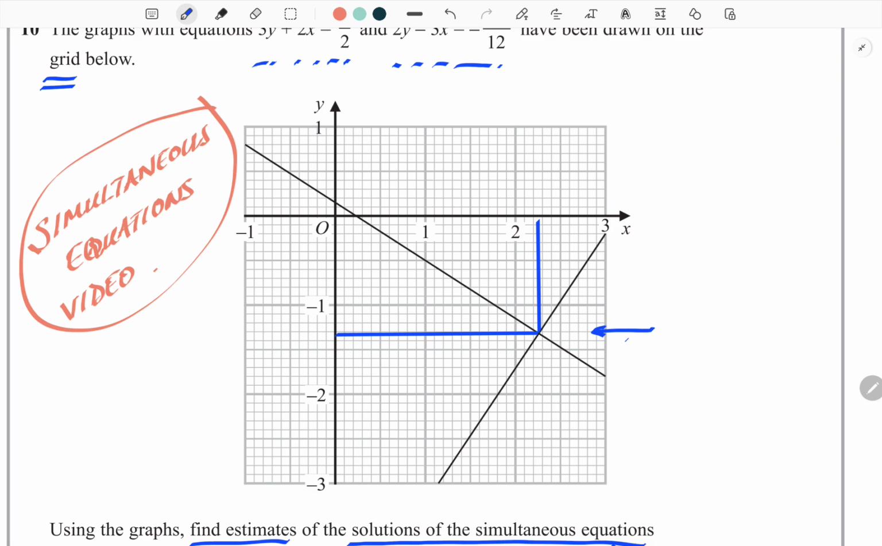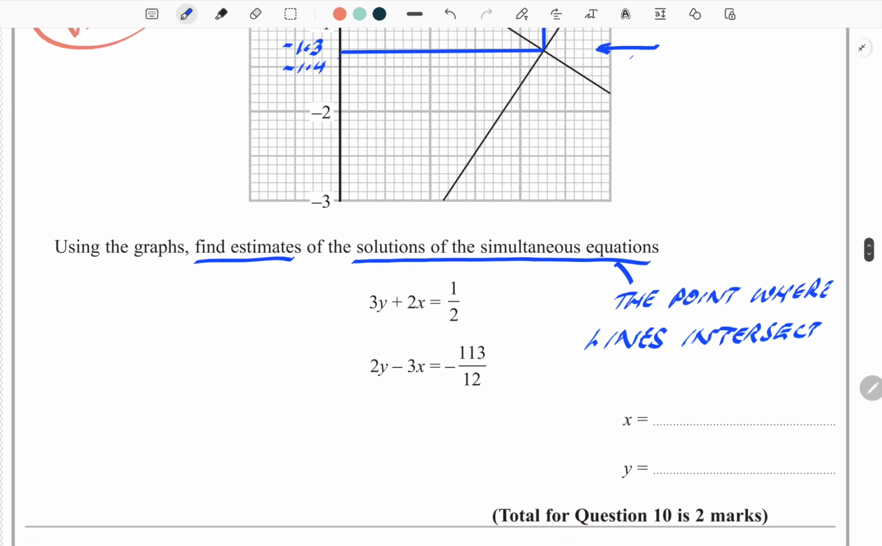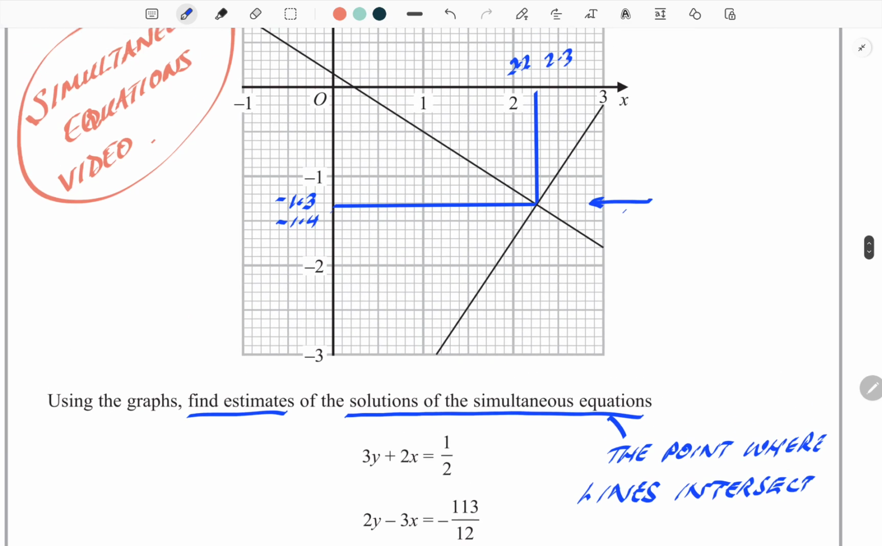So, what do you want to call that? It's somewhere between 2.2 and 2.3, right? Just in between. And over here, it's a shade over 1.3, so minus 1.3, and the next bit is minus 1.4. It doesn't matter, they haven't specified what level of accuracy they want, at least one decimal place.